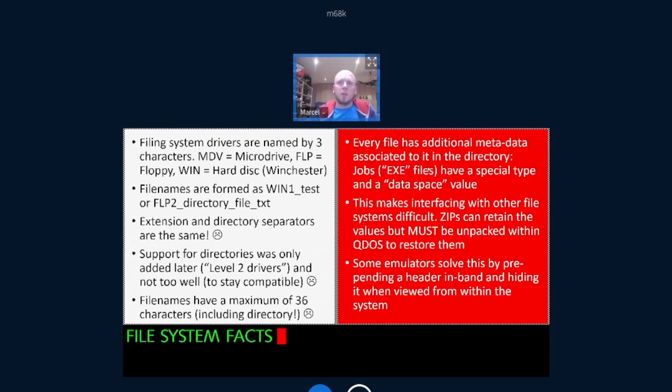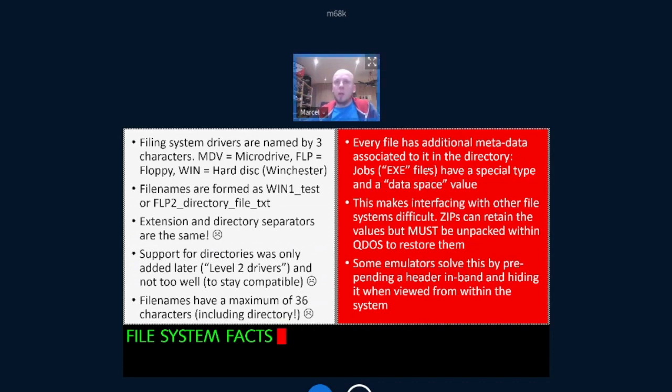Somewhat innovative at the time was that every file had metadata besides the date. It also had the file type, and if the file type needed some special data, that also was part of it. And of course, that too is a problem these days, because this data gets lost if you have it on any non-QL disk, and they are actually retained in zip files. There's a special extra field where you can put stuff in, but the zips must be unpacked within QDOS to restore them. And that's one of the biggest problems, new user experience mostly, I think.